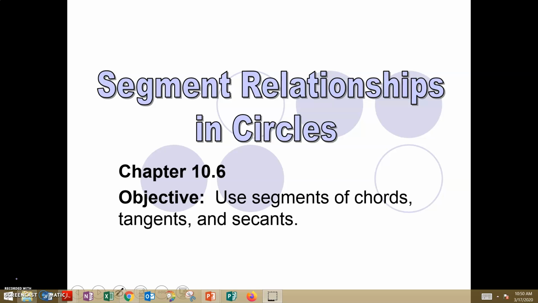So we're going to move on to our second day of chapter 10.6. And the focus today is going to be to use segments of tangents and secants to find missing variables in circles. So let's go ahead and get started.